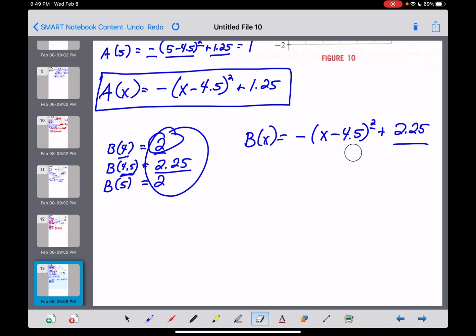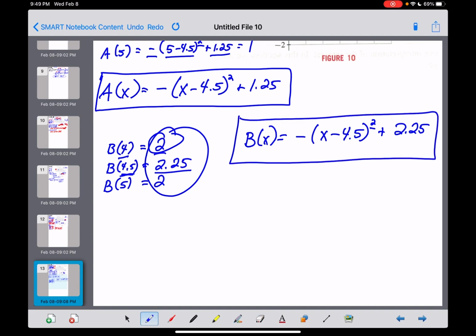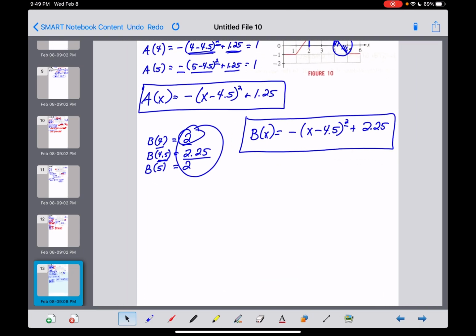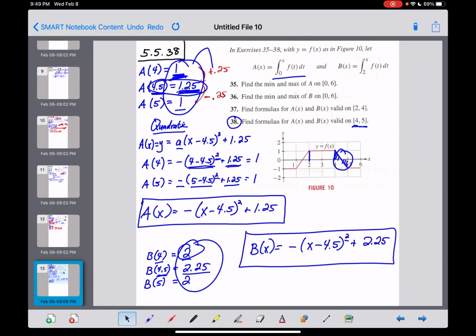I'm going to ask you guys to trust me on that, although if this were a test question, I think it would be a good idea to test that. And that is what we've come up with for b of x on problem number 38. So that is definitely a tough problem, everybody, but hopefully you feel like you learned something from that.